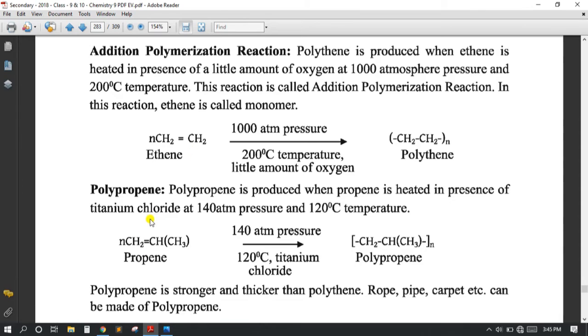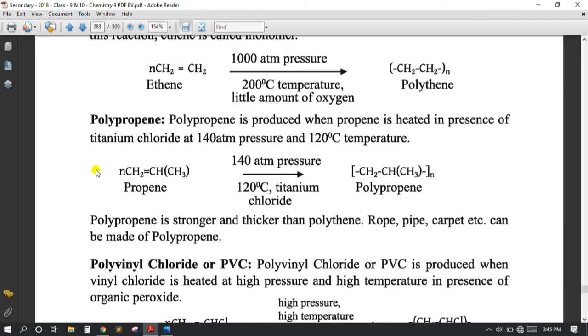This is polypropene. Polypropene is produced when propene is heated in presence of titanium chloride at 140 atm pressure and 120 degree Celsius temperature. This is called polypropene, produced from propene. So I am writing this reaction on my board.